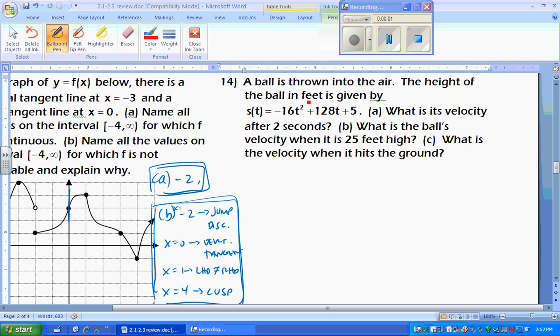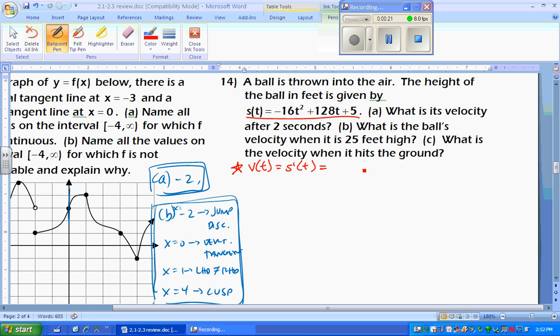Alright, ball's thrown in the air. The height of the ball in feet is given by this formula. We want to find out what's the velocity after 2 seconds. So big thing to remember here, the velocity is going to be equal to the derivative of the position. Right? Instantaneous velocity is equal to the derivative of the position.